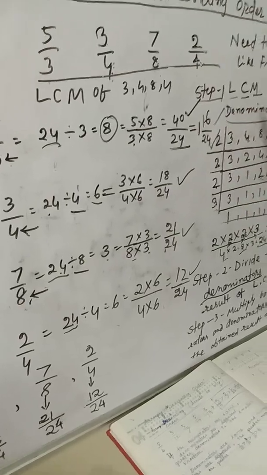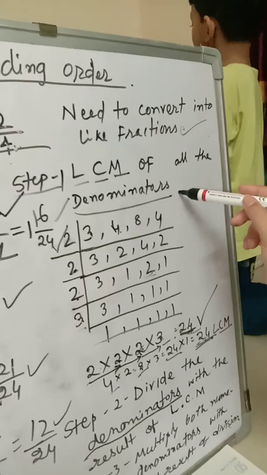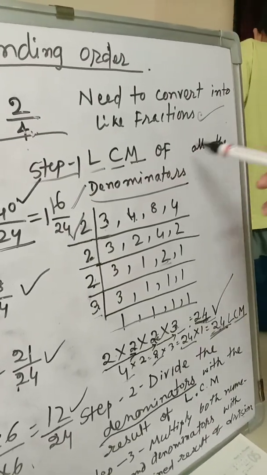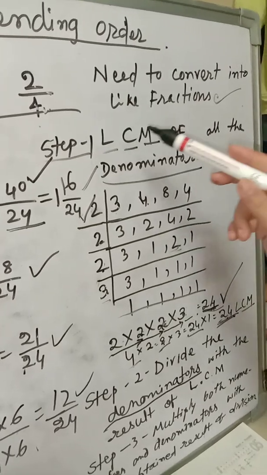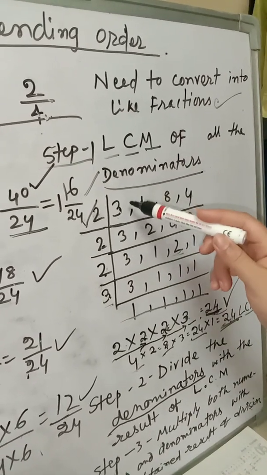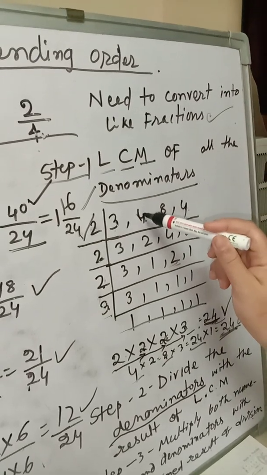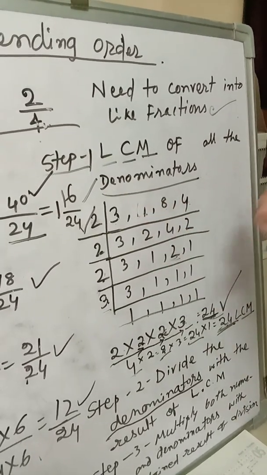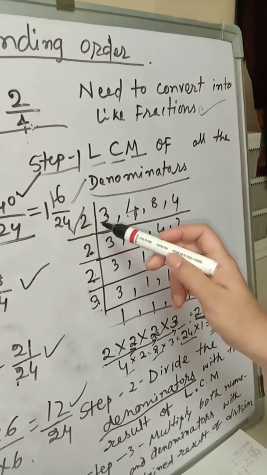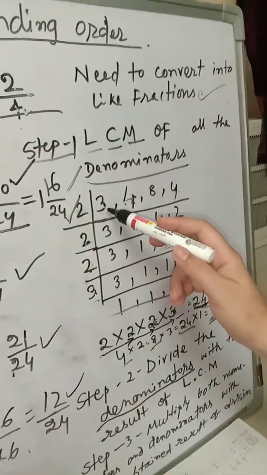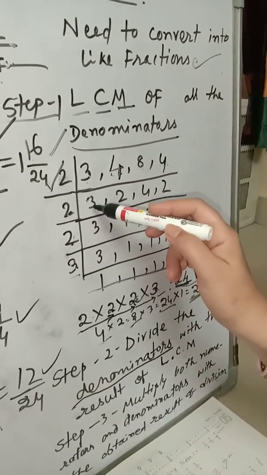Step 1. We have to find the LCM of all the denominators. LCM means lowest common multiple. So we put here the 4 denominators. Mostly the numbers, 4, 4, 8, 4, are multiples of 2. So we are taking here 2. 3 is not a multiple of 2, so it will come down as it is.